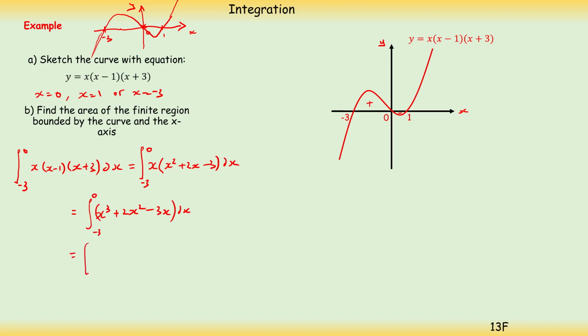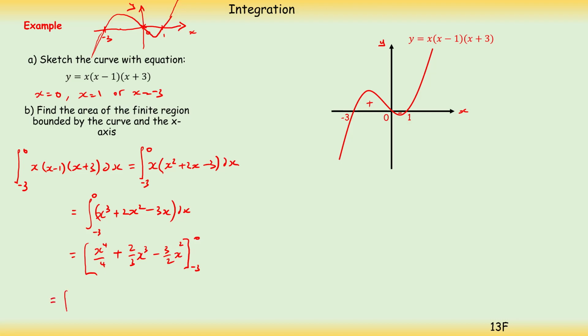Now I can integrate. Add 1 to the power, so x to the power of 4 divided by 4, plus, add 1 to the power, so we get 2 over 3 x cubed, and add 1 to the power and divide, so minus 3 over 2 x squared, from minus 3 to 0. So now I need to substitute. I can see that when I substitute for 0, these terms are going to give me 0. We don't always include it, but in this instance it's our example.